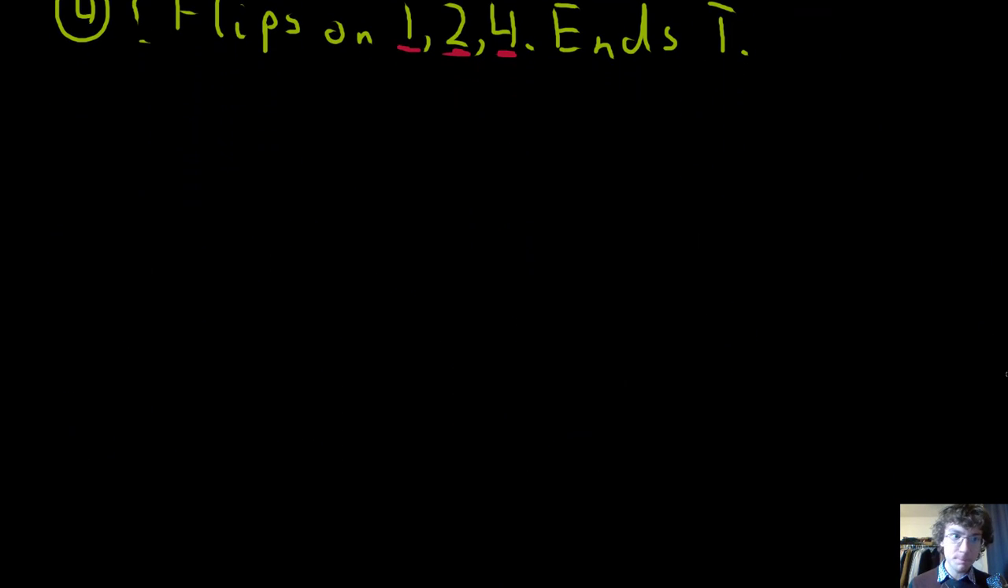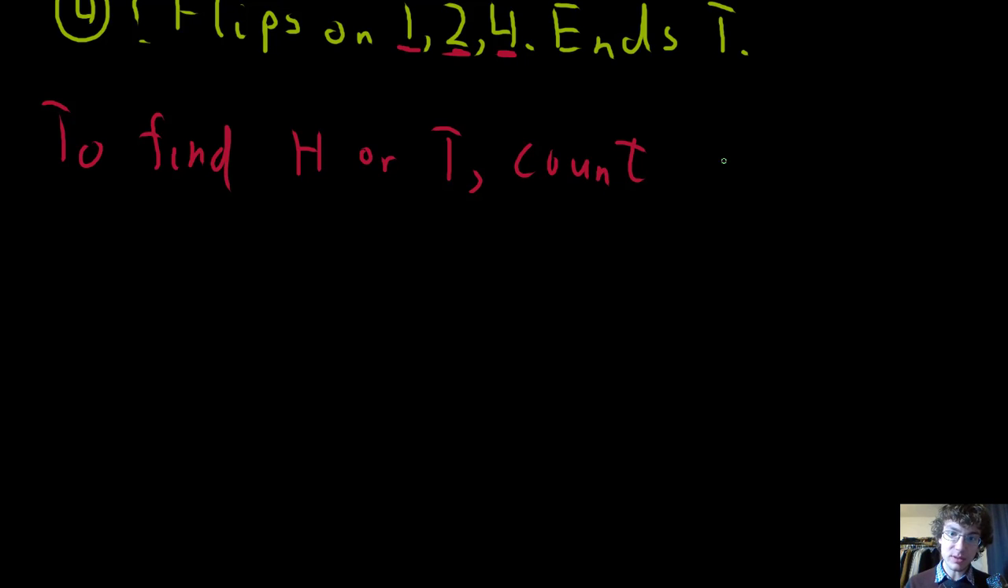So to find whether a coin is heads or tails, we want to count the divisors, right? Count divisors. So what do I mean? Let me just do one more example of counting divisors. So what about coin 10? What happens to coin 10?